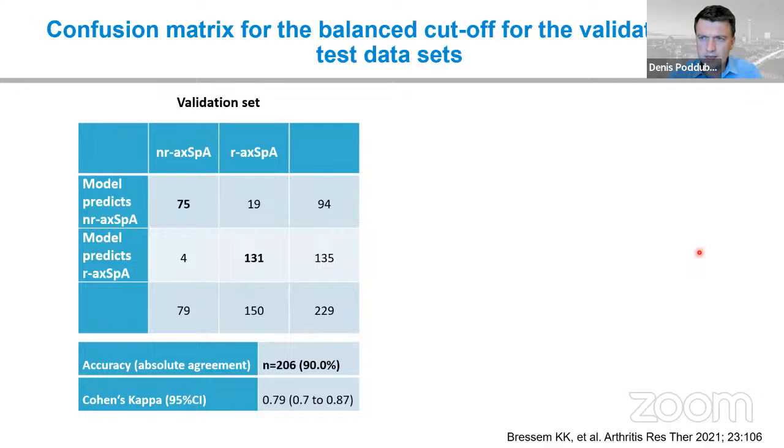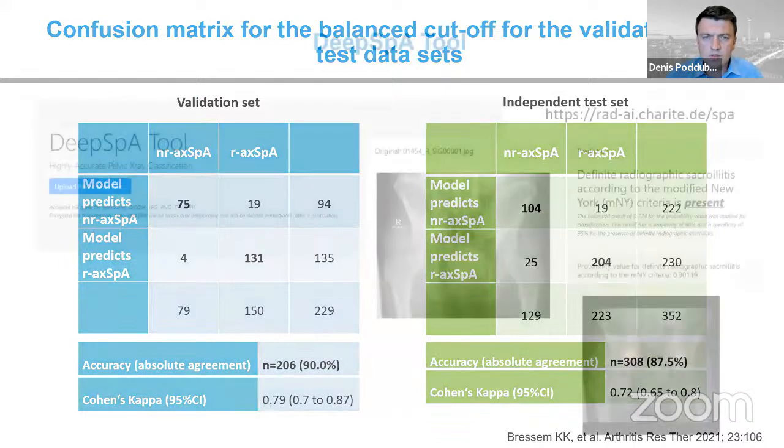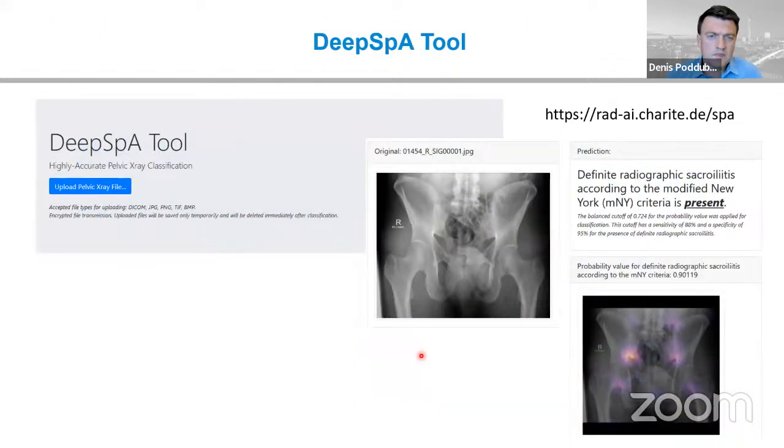Although you know that X-ray of sacroiliac joints is not a very reliable method, with huge inter-reader variability, we could achieve an accuracy in the detection of definite radiographic sacroiliitis of about 90% in the validation set and about 88% in the independent test set. And this is something you can try already now. The algorithm is available under this link, and we will try to do this together with you in a second.